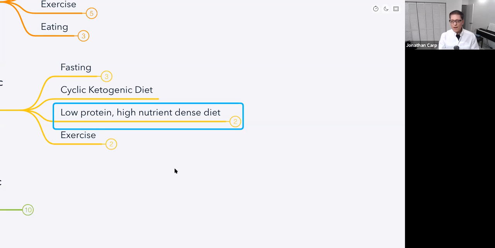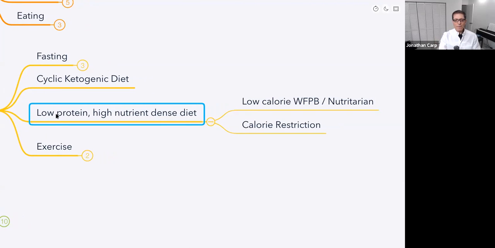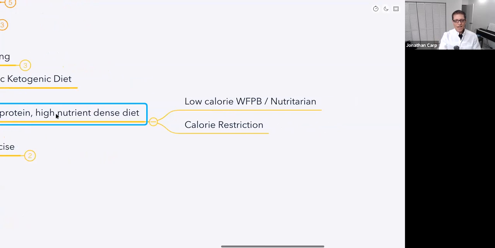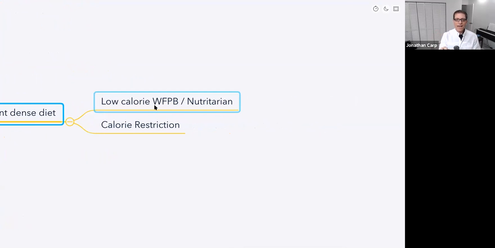So let's talk a little bit about this low protein, and it really should say low animal protein, high nutrient dense diet. There's essentially the whole foods plant-based diet, which is basically a vegan diet that is oil-free and very nutrient dense. There's also the nutritarian diet by a doctor by the name of Joel Fuhrman. Again, it's a very nutrient dense greens, beans, nuts, seeds diet, very packed with nutrients.